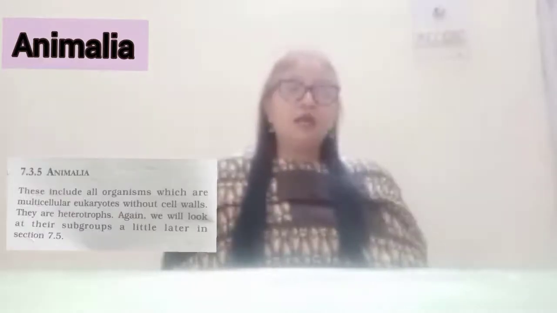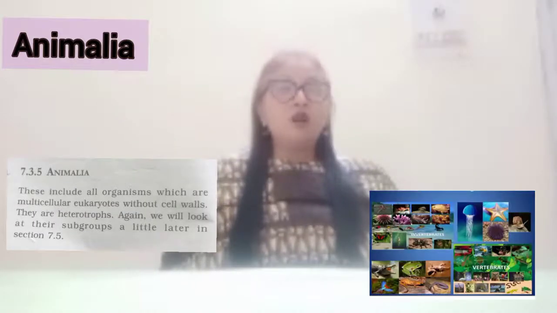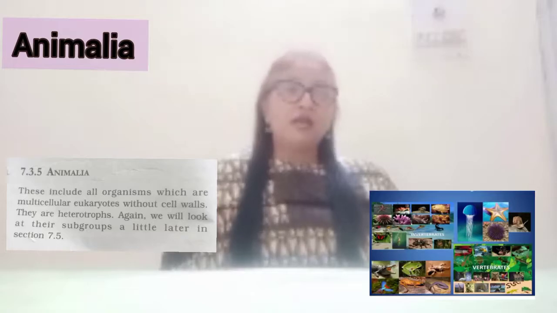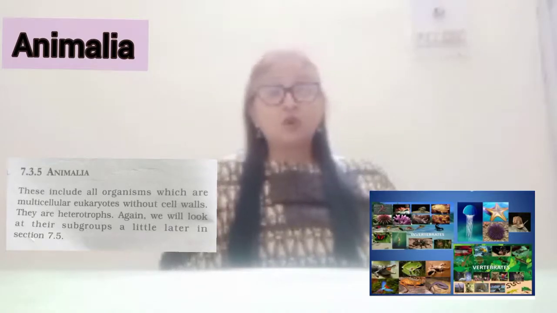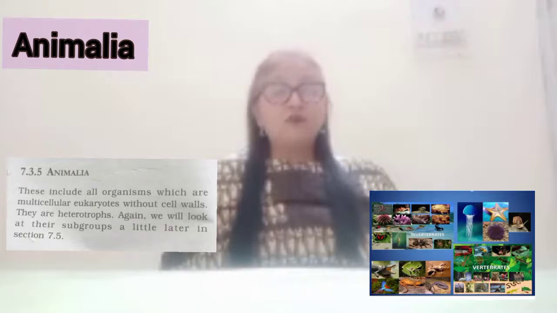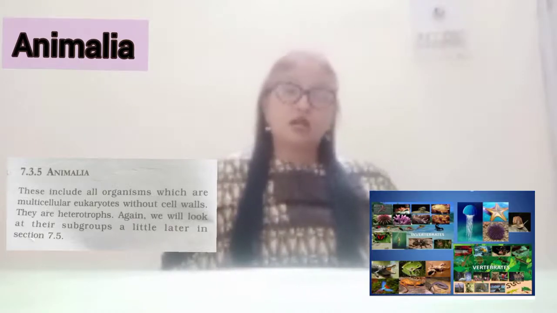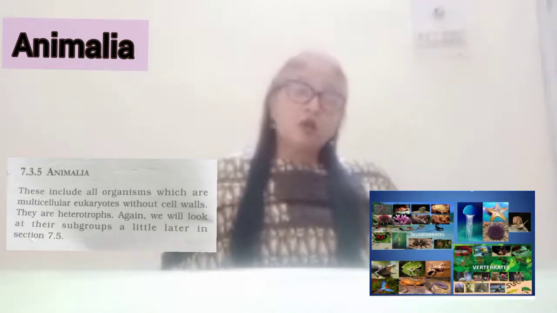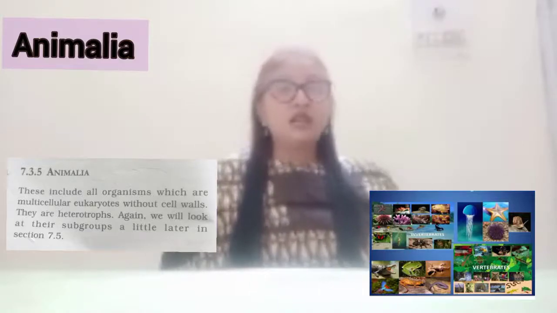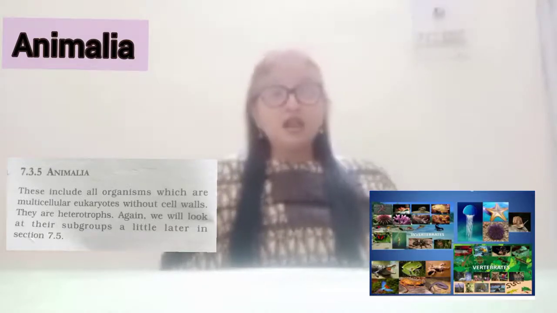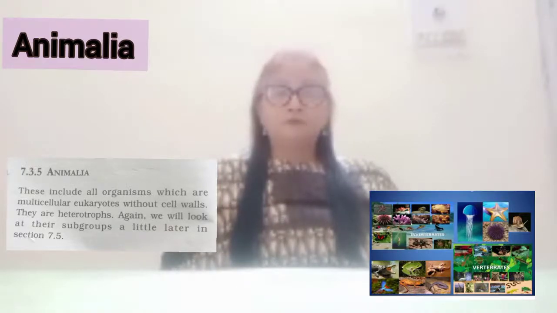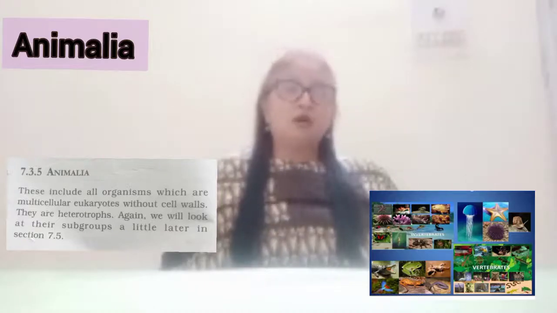Next is Animalia. All the organisms belonging to Animalia are heterotrophs, or they follow heterotrophic mode of nutrition. That means they depend on other organisms for their nutritional needs. Another important feature is that they do not have cell walls. The outermost covering of the cell is cell membrane. And they are multicellular and eukaryotic.